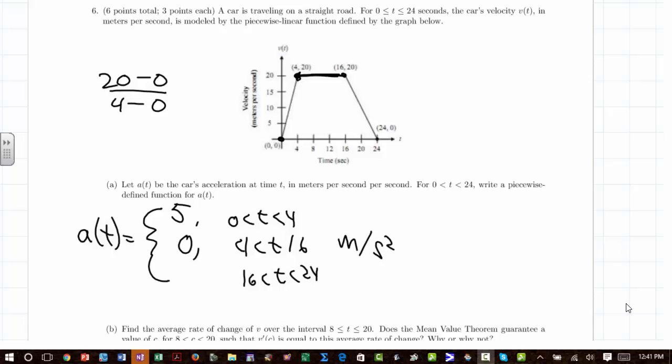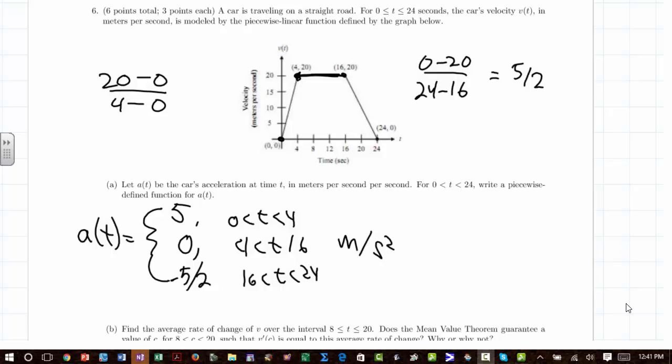And then lastly, what's going on between 16 and 24? I see a rise of negative 20 while we're doing a run of 8. So negative 20 divided by 8. Negative 5 halves. Okay, so negative 5 halves meters per second squared would be the acceleration during that interval.